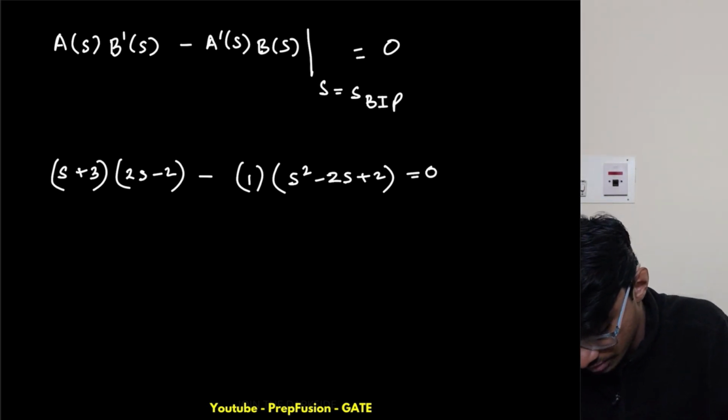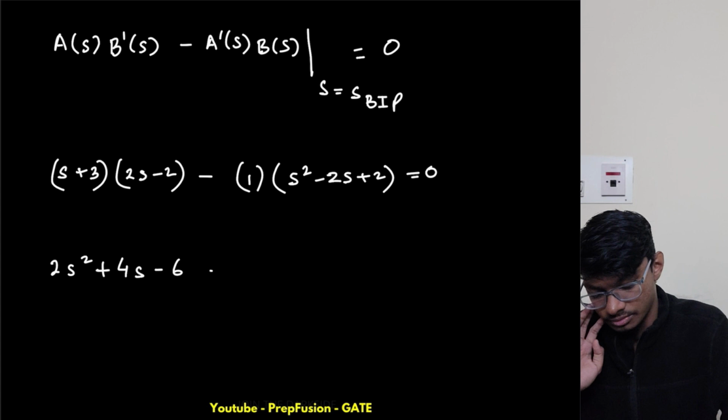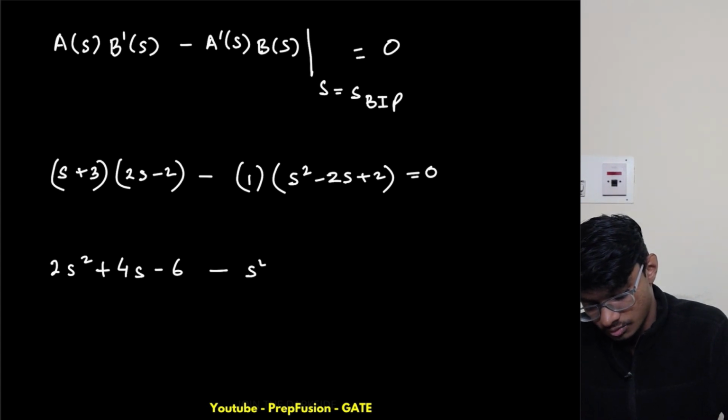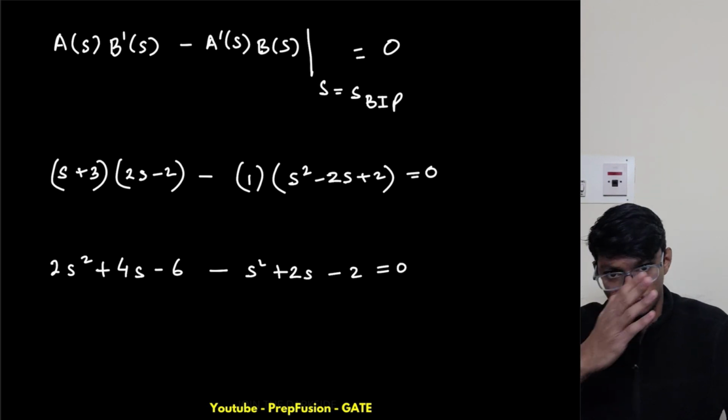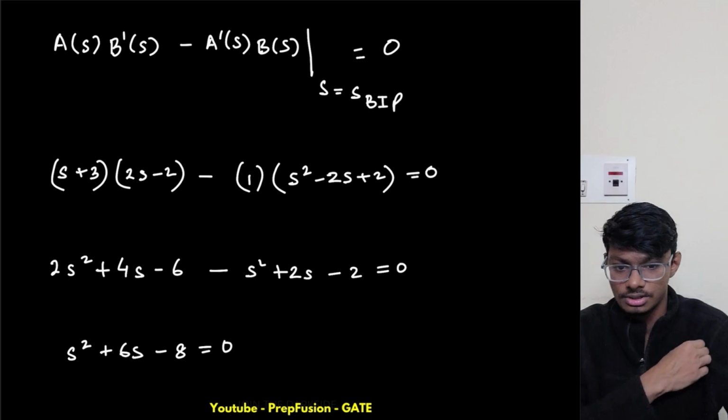So let's equate this equation basically. So this is 2s square, and plus 6s minus 2s, so plus 4s, and this is minus 6. So this is what I get on the left hand side, and this is simply s square plus 2s minus 2. So the minus sign is going inside the bracket. So this is s square plus 6s, and this is minus 8. So this is what I get.